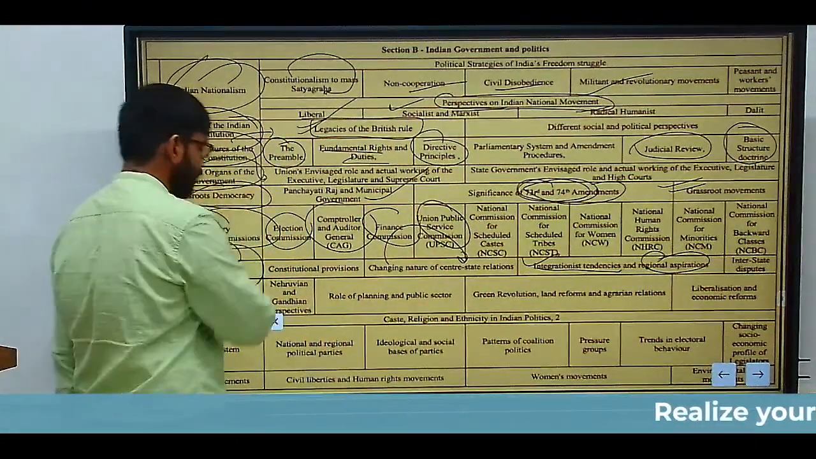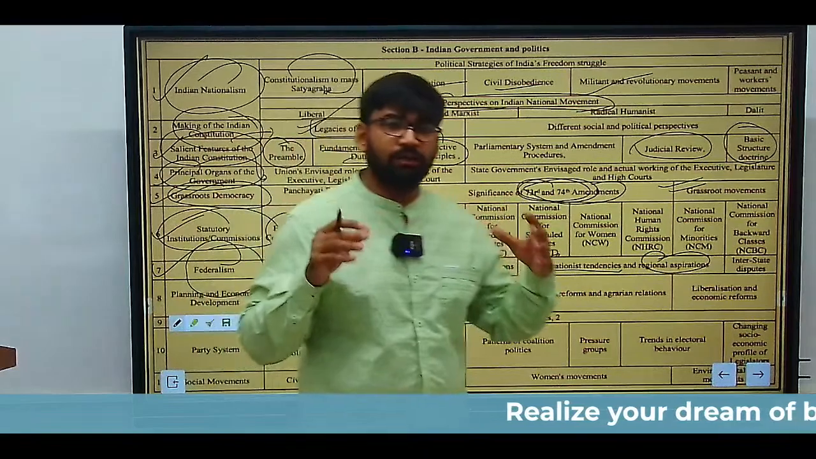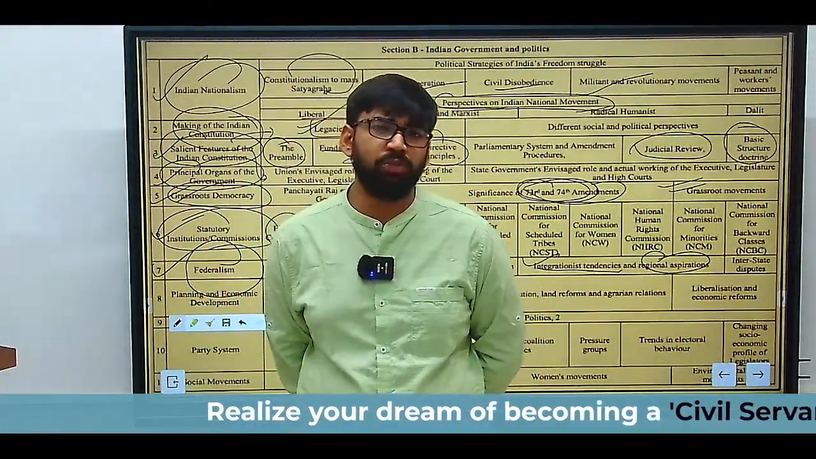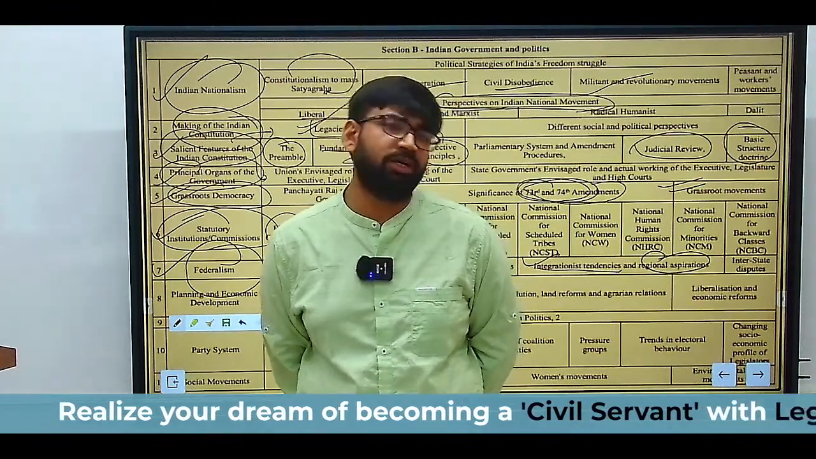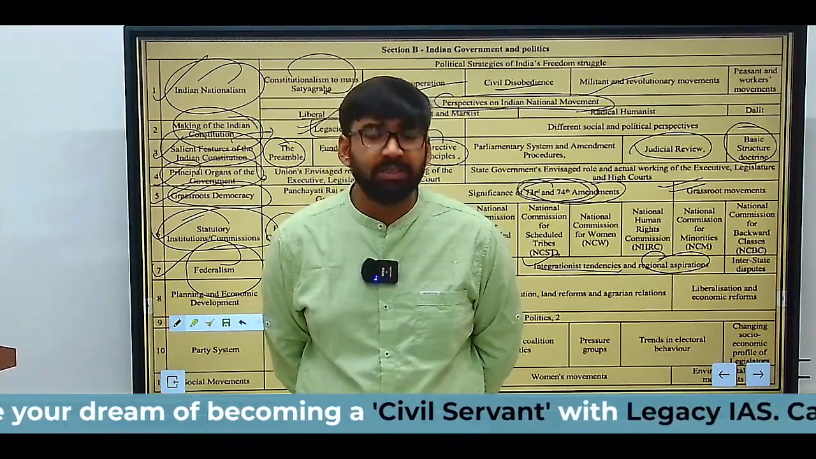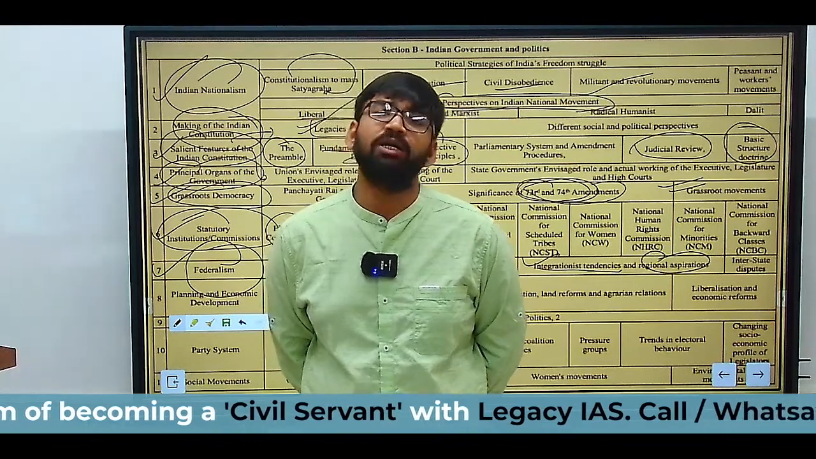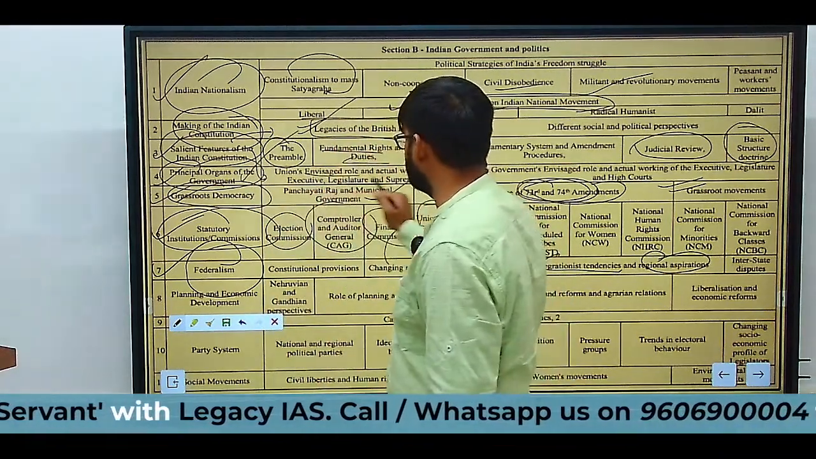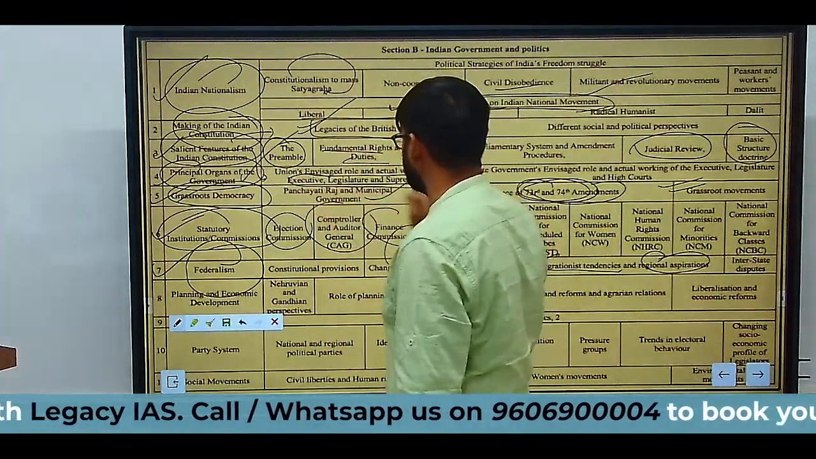Then the most important thing is the Indian political system. Our constitution has created three organs of government, that is executive, legislature and judiciary. So there are principal organs of government also: the union executive, legislature and Supreme Court.